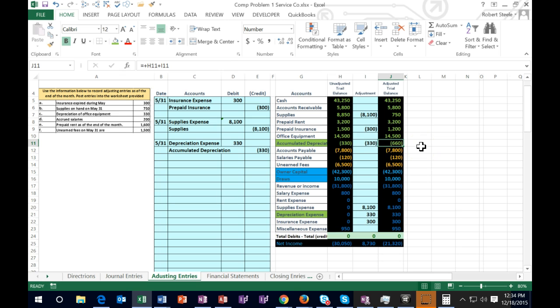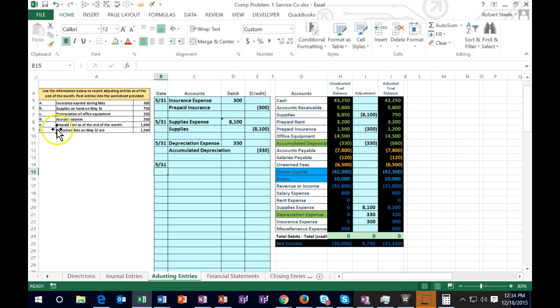What happened to the book value then? It went from 14.5 minus the 330, or 14,170, to 14.5 minus 660, or 13,840. Book value went down. All right, so next transaction we're going to have, once again on 531, they're all on 531.